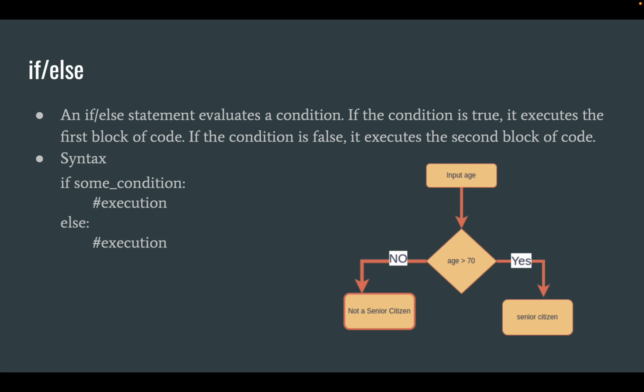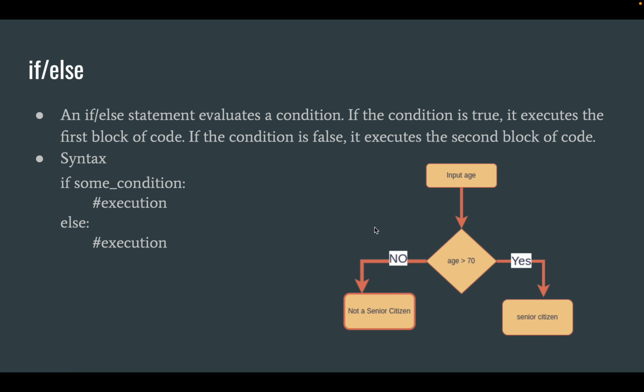Now we can go back to our slide. Let me make it a slideshow. You can go to the next part, that is if-else. An if-else statement evaluates a condition. If the condition is true, it executes the first block of code, and if the condition is false, it executes the second block of code. So consider this flow diagram. Here we have an input and we are checking the expression: is the age greater than 70? If the age is greater than 70, then we say this is a senior citizen, and if it is less than 70, we say it is not a senior citizen.